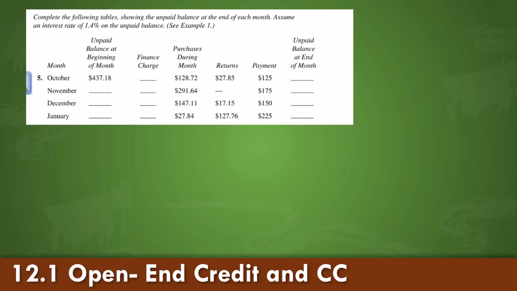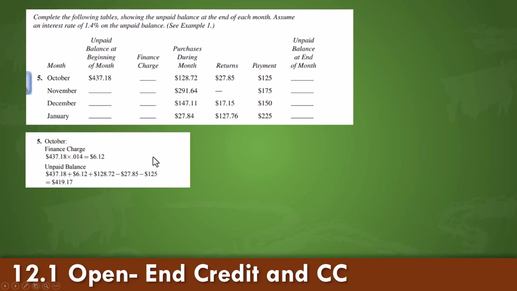In this example, we're completing the tables showing the unpaid balance at the end of each month. We're assuming the rate of 1.4% interest on the balance. For number 5, we have our unpaid balance, purchases during the month, returns, and payments. We're calculating a finance charge as well as the unpaid balance. In this case here for October, we're calculating our finance charge, assuming the 1.4% interest. This will calculate our finance charge.